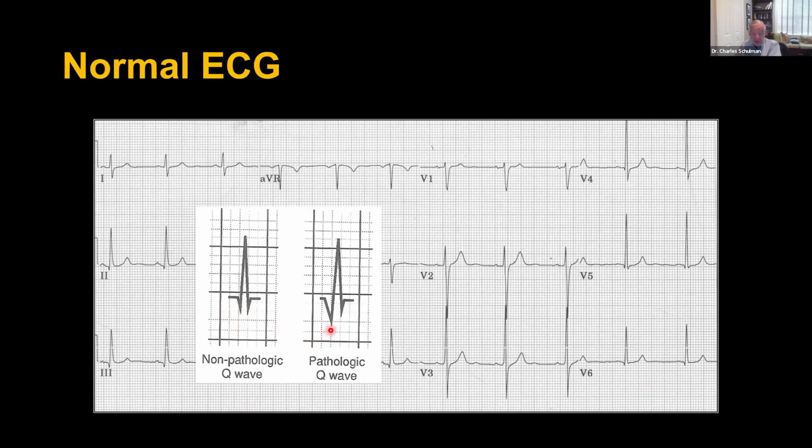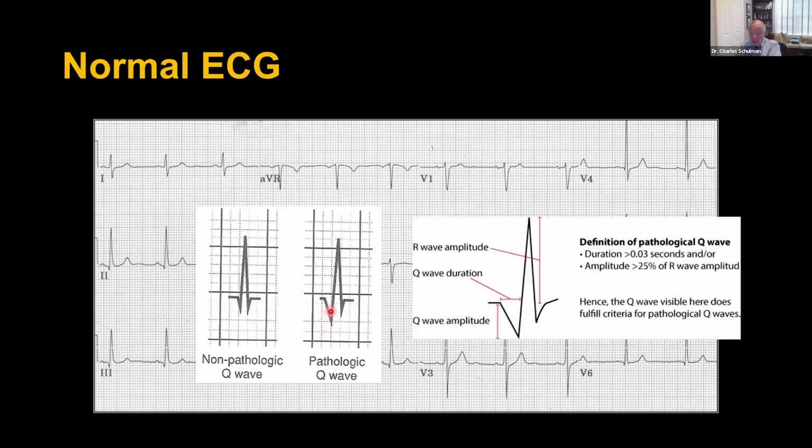A pathologic Q wave is deeper and wider. By definition, it is one box in duration, that is greater than 0.03 seconds, 30 milliseconds, and the amplitude is 25% of the R wave amplitude.